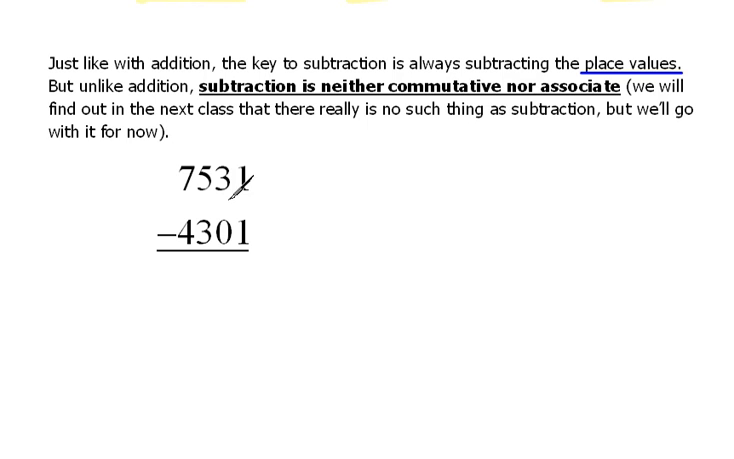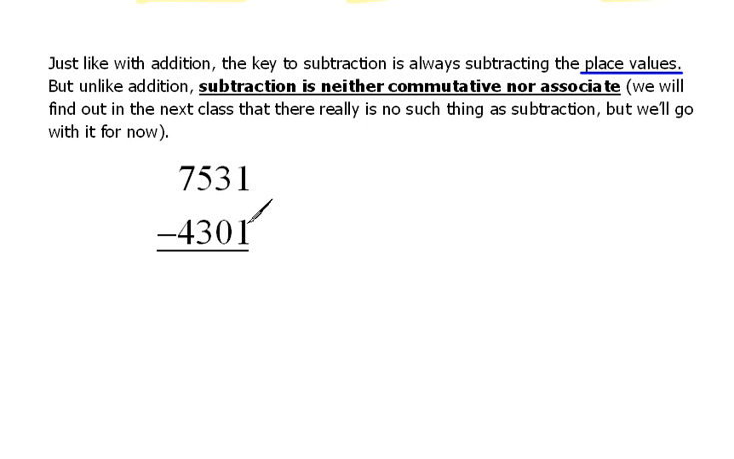Okay, so let's look at this problem we have here. 7,531 minus 4,301. So here, this number is the minuend, and this number is the subtrahend. What we end up with will be the difference. Now, I know that you guys have done subtraction for a long time, so this should not be a problem, but I really wanted to focus in on the vocabulary there.